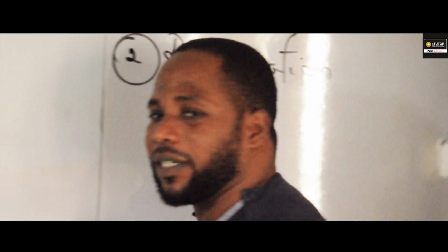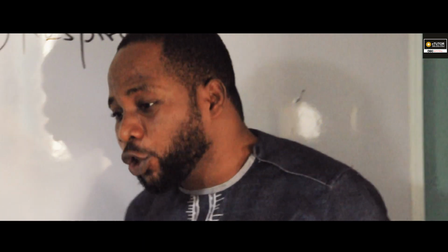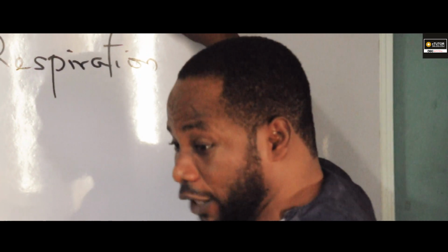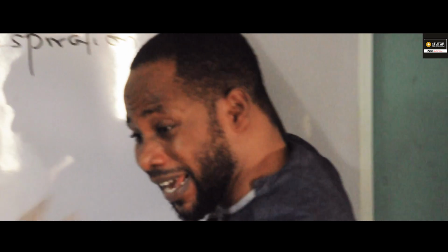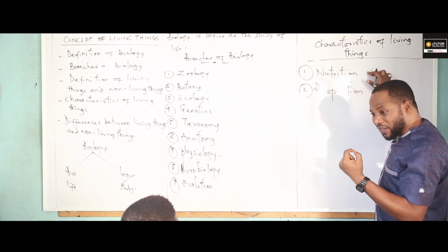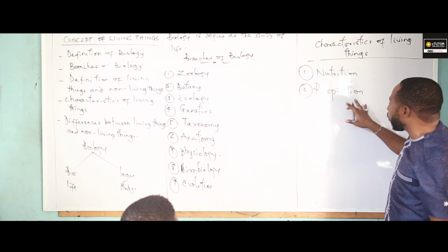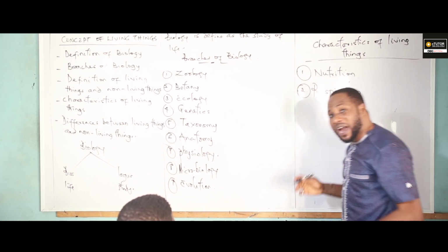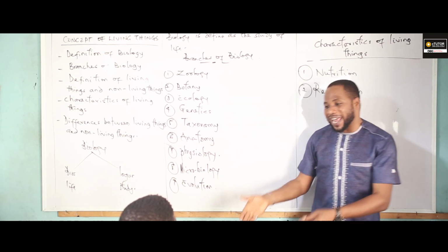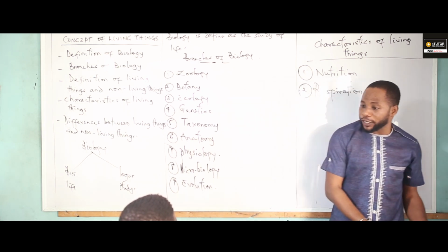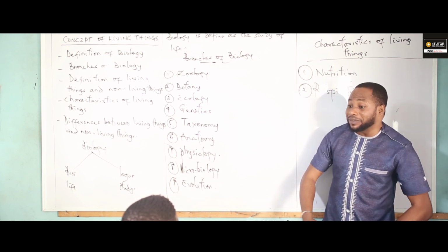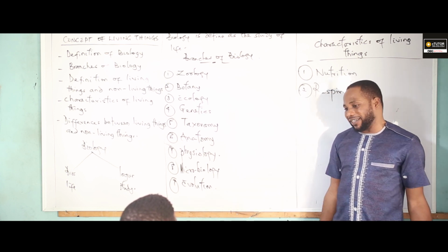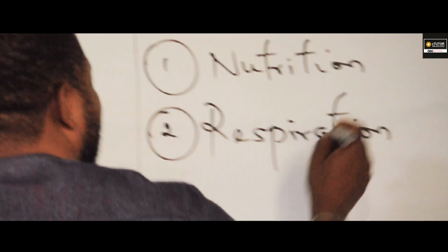Yes, the number 2 characteristic. We have respiration. Now, what is respiration? I told you that the reason why living organisms feed is to get energy. So the conversion of that food that you derive into that energy is called respiration. So respiration is defined as the conversion of food into energy. And living organisms need that energy to carry out their daily activities. Do you understand that? So that's respiration.